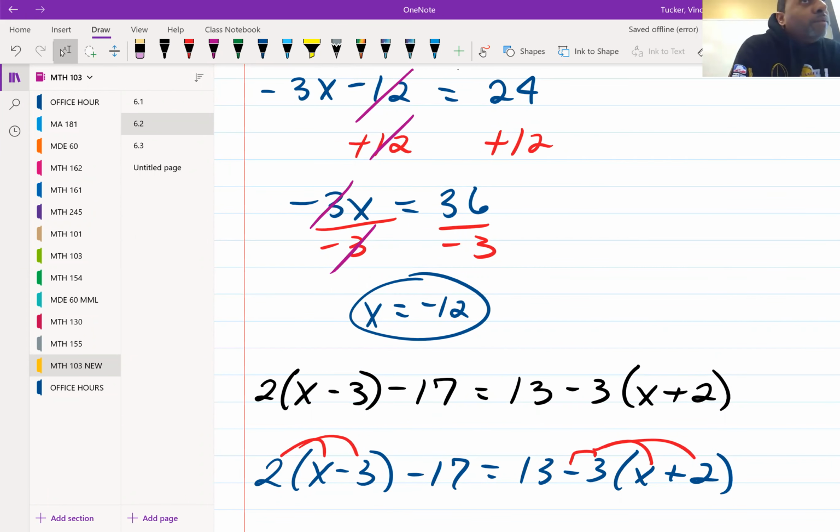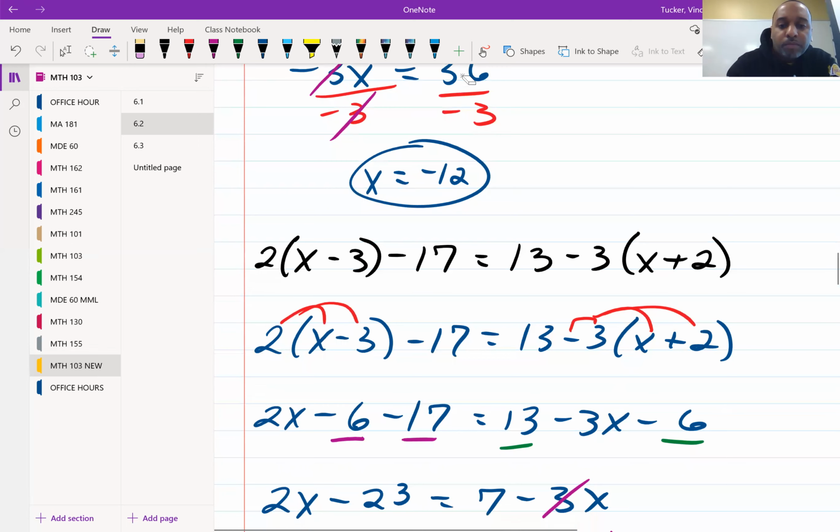Looking at the next one, we have 2 times the quantity of x minus 3 minus 17 equal to 13 minus 3 times the quantity of x plus 2. So first thing we'll do is distribute the 2 and then distribute negative 3. So be careful here. Make sure you distribute the negative with the 3. They are attached to each other. So we have 2x minus 6 minus 17 equal to 13 minus 3x minus 6.